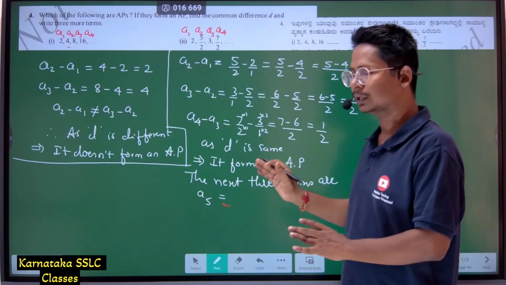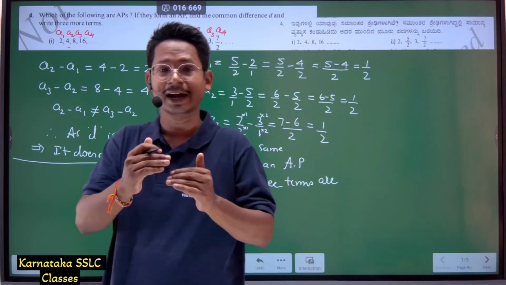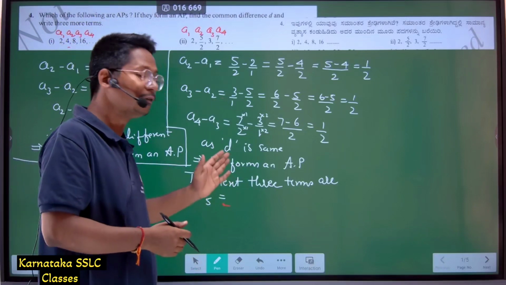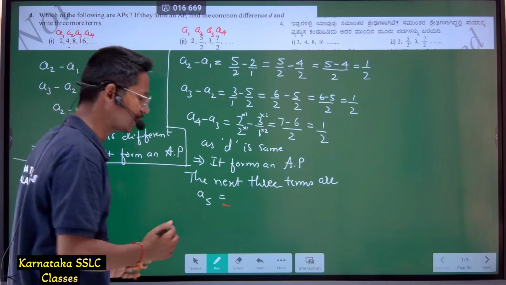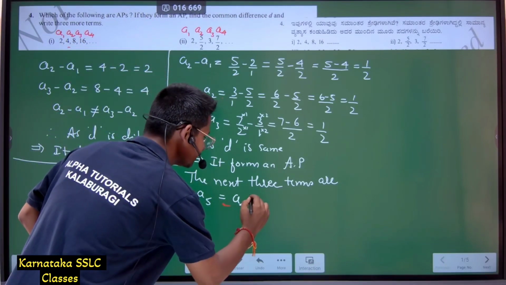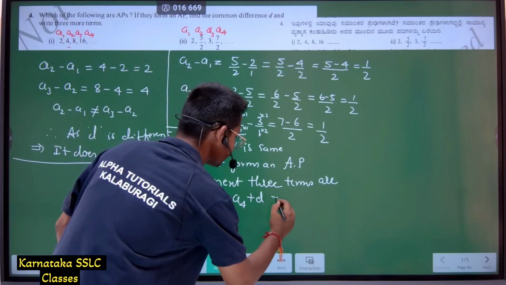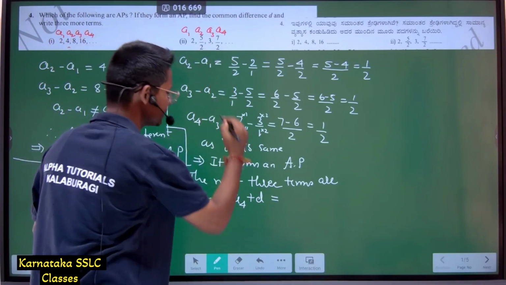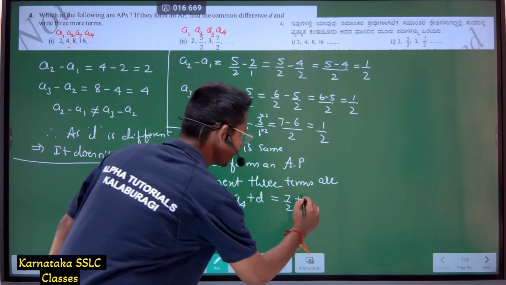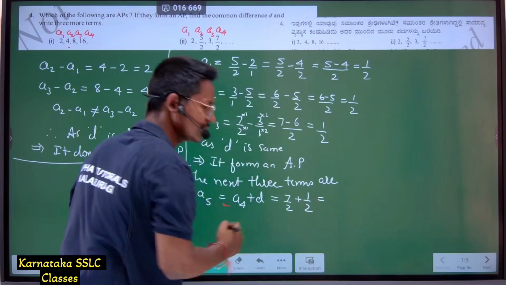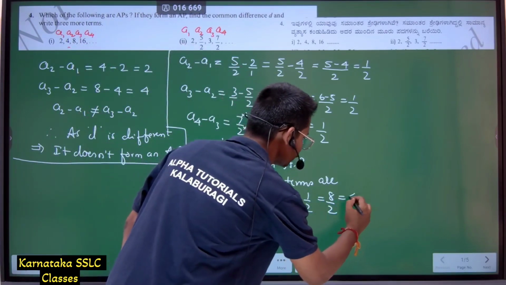You just recall the basic definition of arithmetic progression. How you define? You can find the next term by adding fixed difference to its previous term. So what is the previous term of a5? It is a4. What is the fixed difference, which is D? Common difference, isn't it? Now what is a4? A4 is already given, which is 7 by 2, plus what is D? Common difference, it is 1 by 2. Now they are like fractions. Numerators you can add, 7 plus 1, 8 by 2, which is equal to 4.